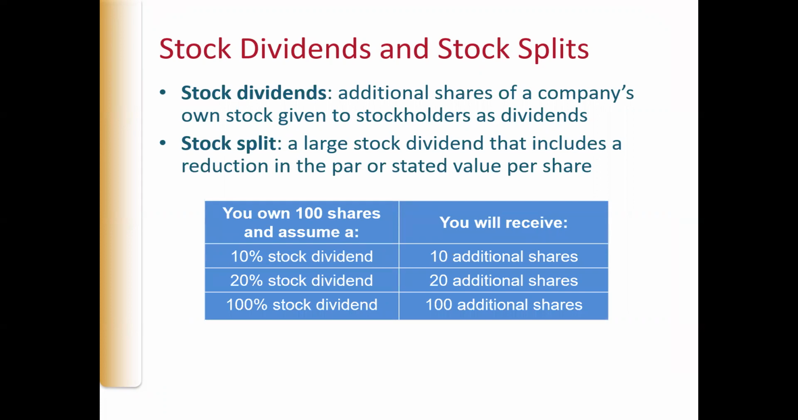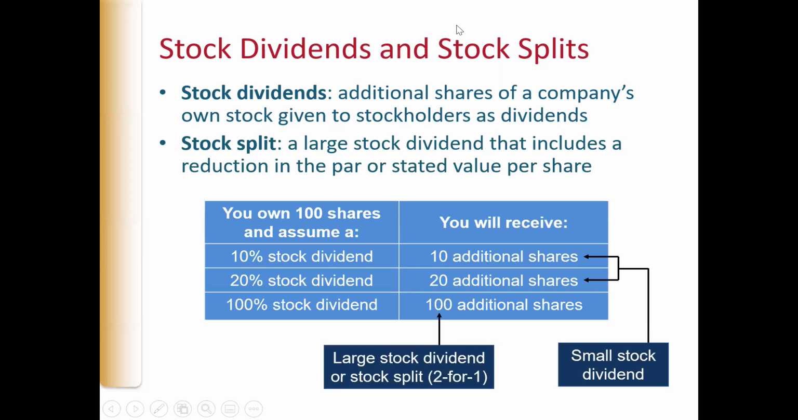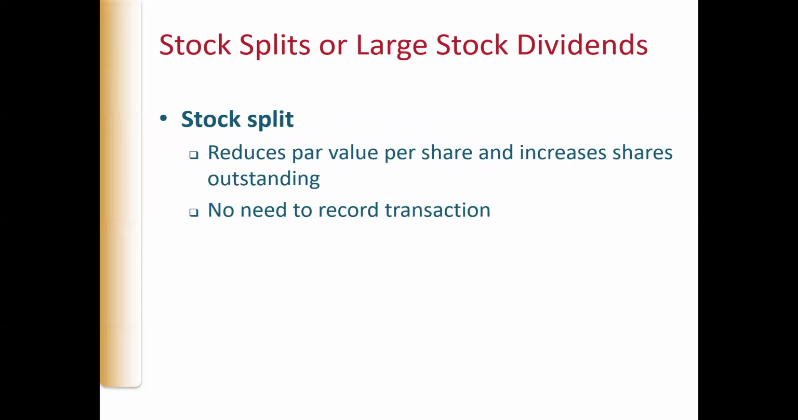So if you own 100 shares of stock and you receive a 10% stock dividend, we're just going to get 10 additional shares. If you receive a 20% stock dividend, you're going to get 20 additional shares. Or if you get a 100% stock dividend, that means you get 100 additional shares. Now, this 100% stock dividend could be a dividend or it could be a split. They'll tell you how it's going to be recorded and how you're going to handle it.